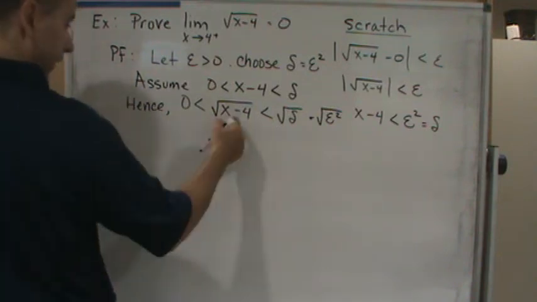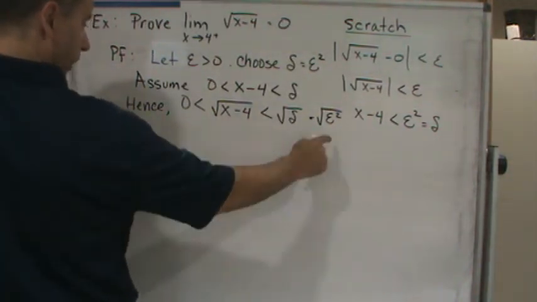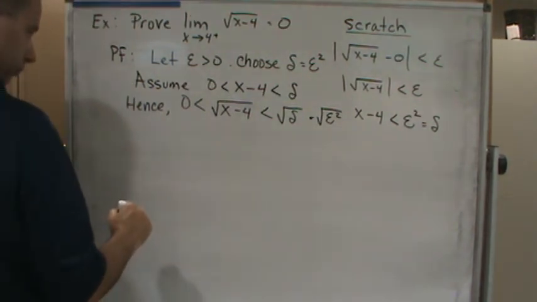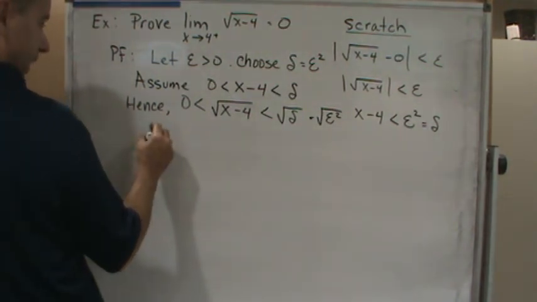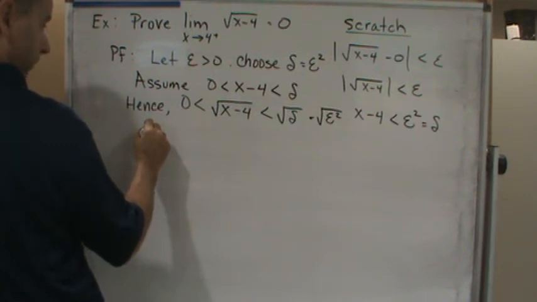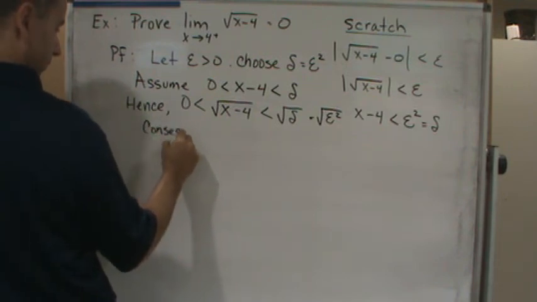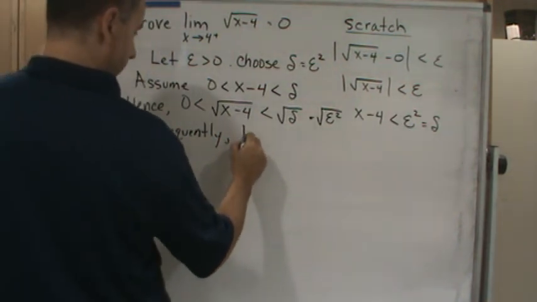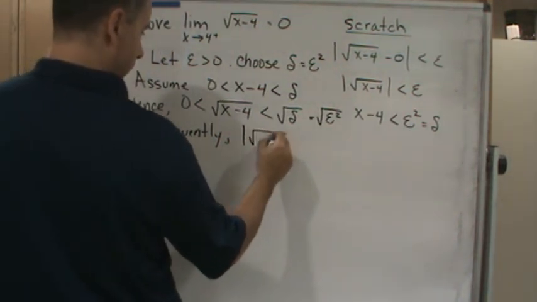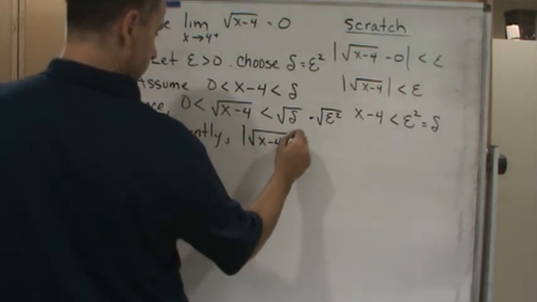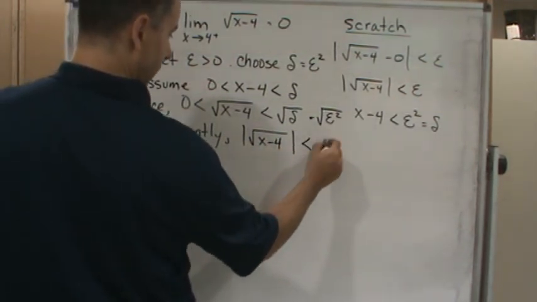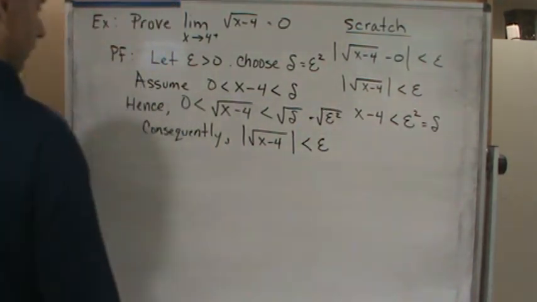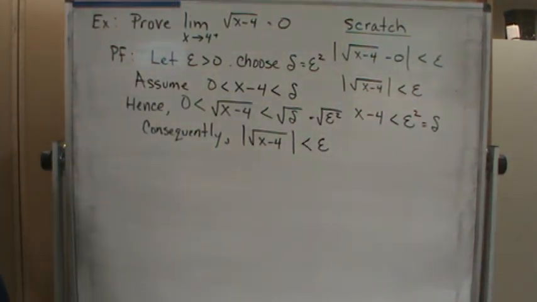And now this, because we're taking the square root, we can write this as epsilon. So consequently, the absolute value of the square root of x minus 4 is less than epsilon. And then we're done.